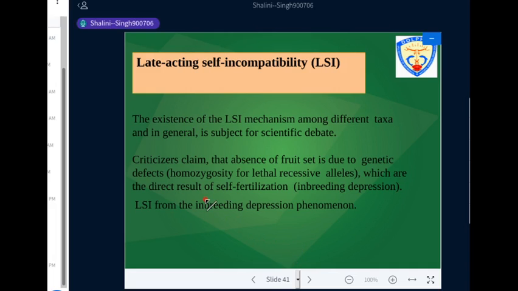The existence of the late-acting self-incompatibility mechanism among different taxa and in general is subject to scientific debate. Critics claim that absence of fruit set is due to genetic defects which are the direct result of self-fertilization causing inbreeding depression, and it is a form of the inbreeding depression phenomenon.